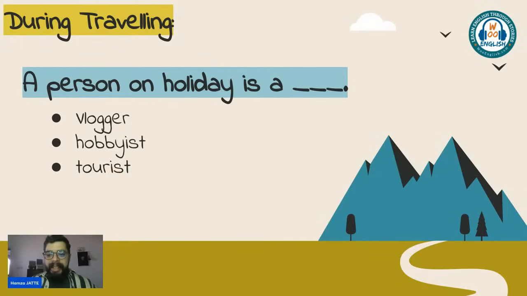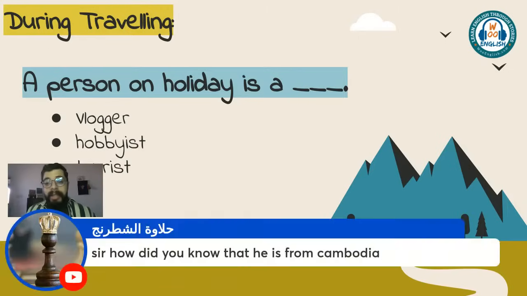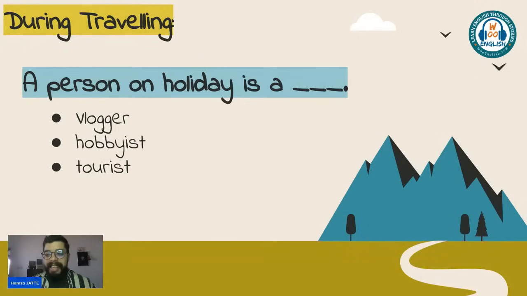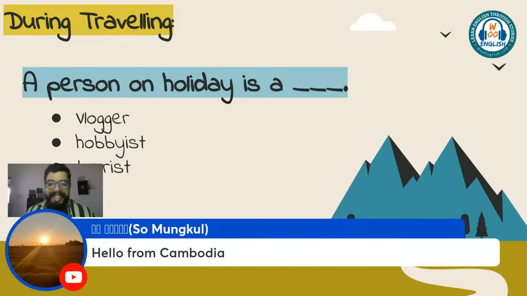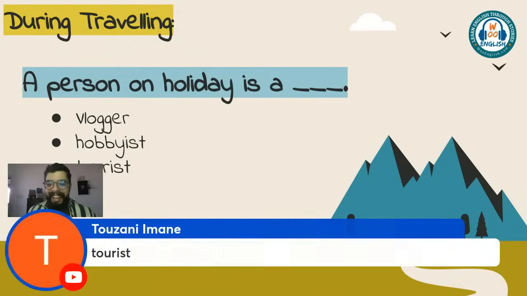Indeed, yes. Or because he said that before. He said that he is from Cambodia. Let me show you even the message. He said that he is from Cambodia, or she said that she's from Cambodia. So I remembered that. All right. Here he is. Hello from Cambodia. I still remember. Okay. Iman is here. Hello to you, Iman. Very happy to see you.